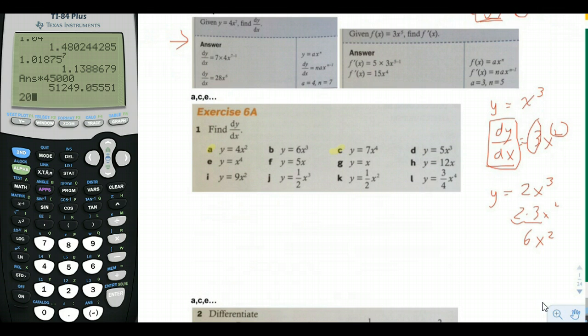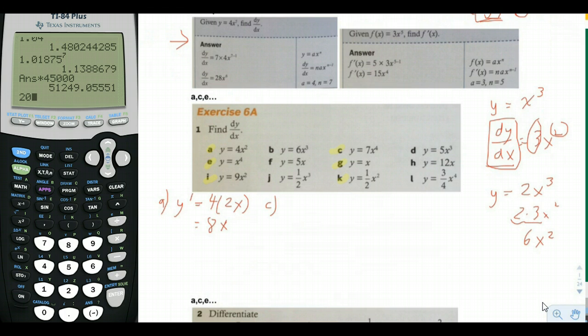Okay? So let's do just the odds here. We'll do A, C, E, G, I, K. So the first one, y equals 4x squared, we're going to find the derivative. So it's y prime equals 4 times 2x, because remember the derivative of x squared is 2x. And then we end up with y prime equals 8x. Okay, so that's A.